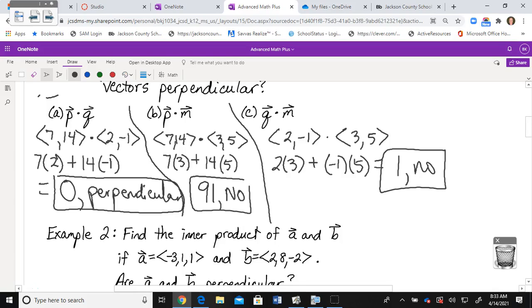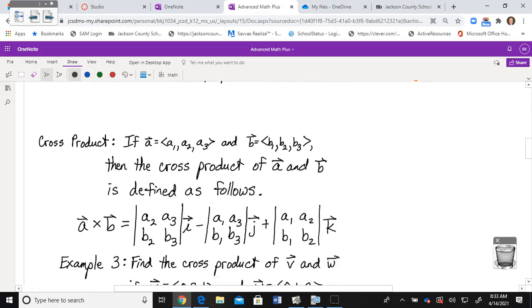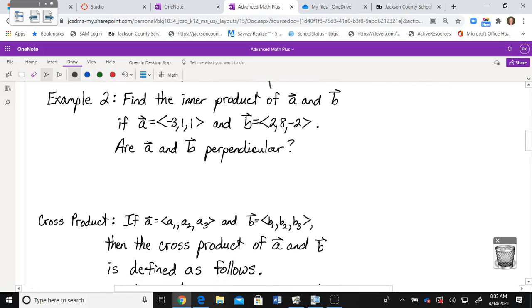Okay, example 2. We're doing the same thing. How many dimensions did we have in example 1? 2. Example 2, we have 3. Do you think you do anything different? No, you just add one more number to it. Same process, exact same process. So we're finding the inner product of -3, 1, 1 with 2, 8, -2.